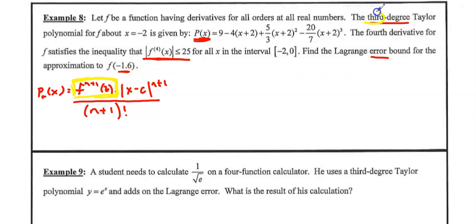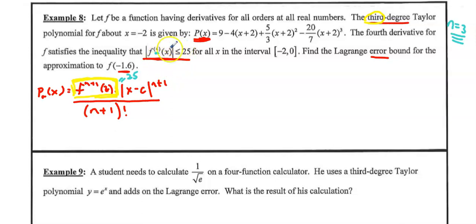Remember, we're looking at a third degree polynomial. So it's already told us that n is equal to 3 in this example, because we're looking at a third degree polynomial. It's already told us what our next derivative is, the n+1, which is the fourth. So it's already saying we're going to be maxed out at 25. So I know that this little piece right here is going to be equal to 25.